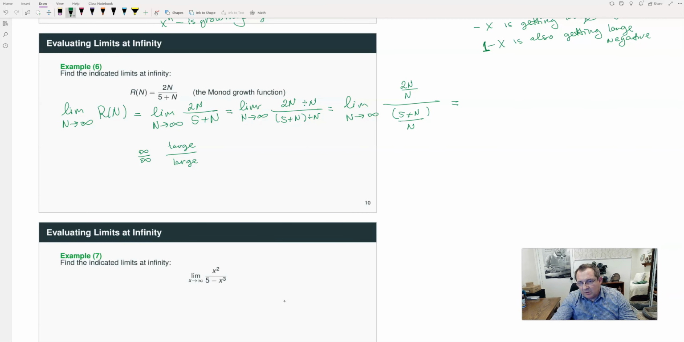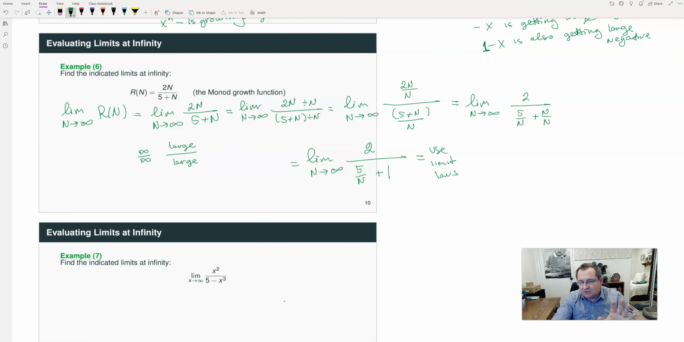Once I've written it that way, I can simplify. In the numerator, we can just have 2. In the denominator, I will break the fraction into 2. I'll write 5 over n plus n over n. And my last simplification would be to replace n over n with 1. In the numerator, I'll have 2. In the denominator, I'll have 5 over n plus 1. So at that point, we'll start to use limit laws.